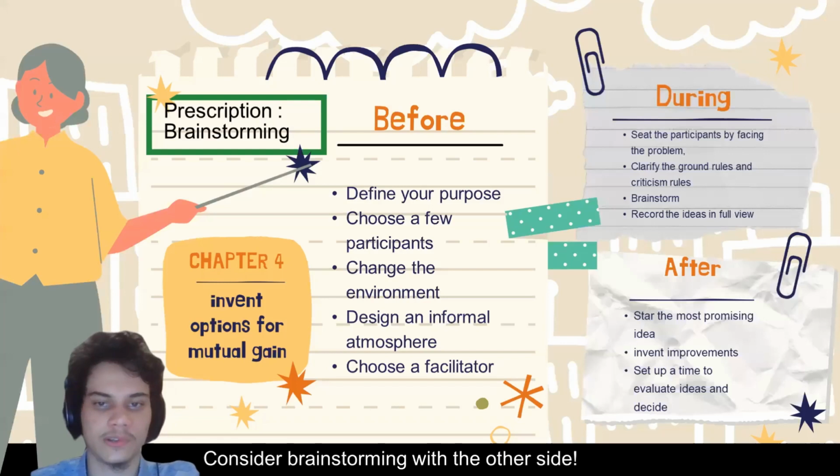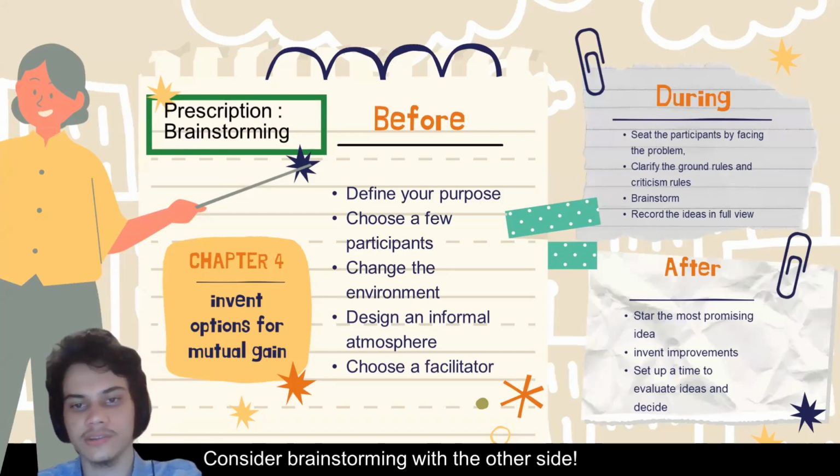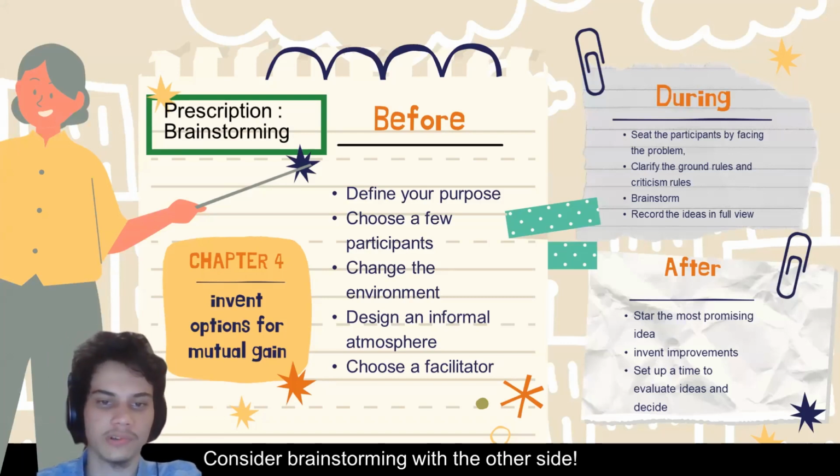Next, we have prescription. The first step to this is to separate inventing from deciding. Because judgment hinders imagination, we need to separate the process to think up possible decisions before we decide. We can do this through a process called brainstorming, which makes up three stages: before, during, and after. Before brainstorming, we want to define our purpose, choose only a few participants, and change up the environment with an informal atmosphere. And remember to choose a facilitator.